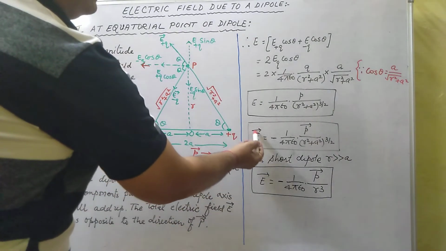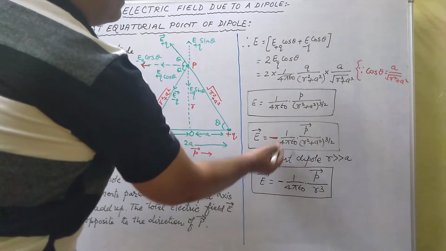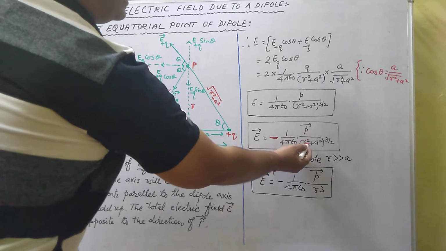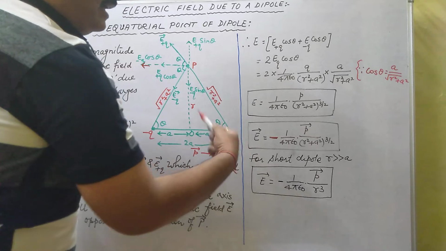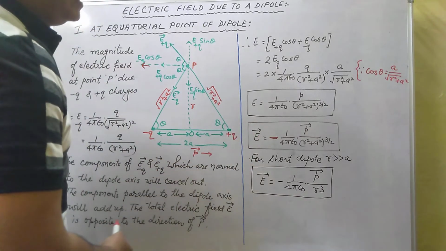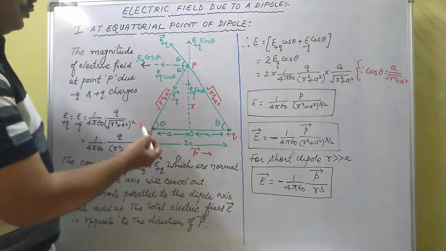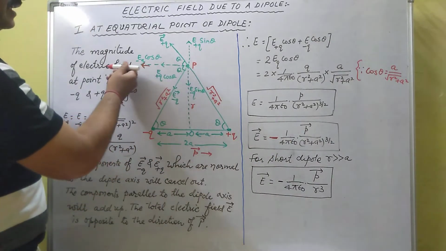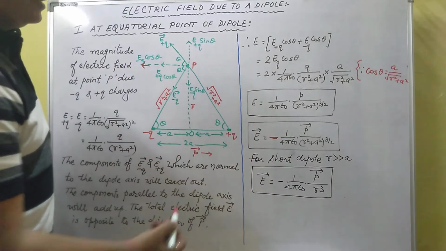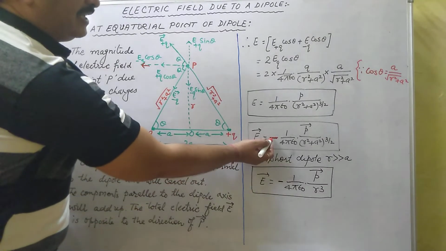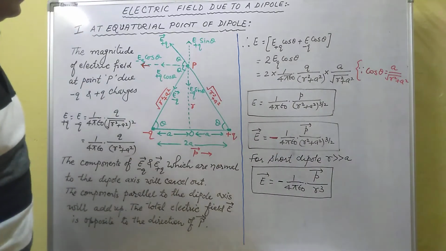In vector form, E vector is equal to minus sign we have written. This is a very important point here. 1 upon 4 pi epsilon naught P vector upon r square plus a square power 3 by 2. When we are writing the vector form of the electric field, you will find E and P, as I told you earlier also, E is in this left direction, P is on the right side, towards plus Q charge. So their direction is opposite, so that's why we are writing minus sign, because when we write a vector quantity, we need to give the direction.